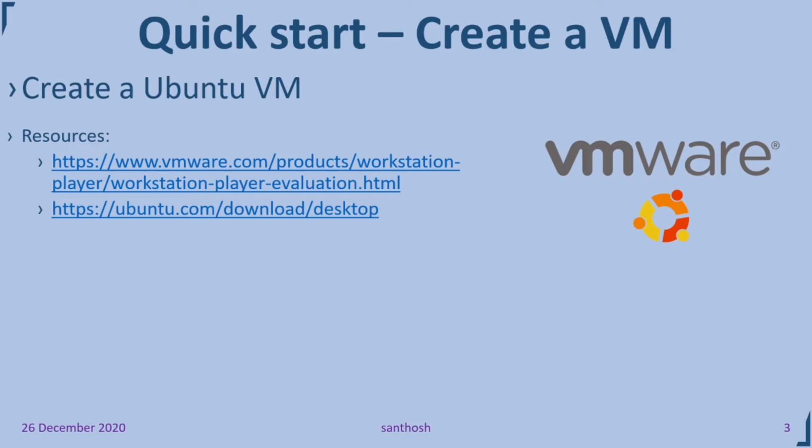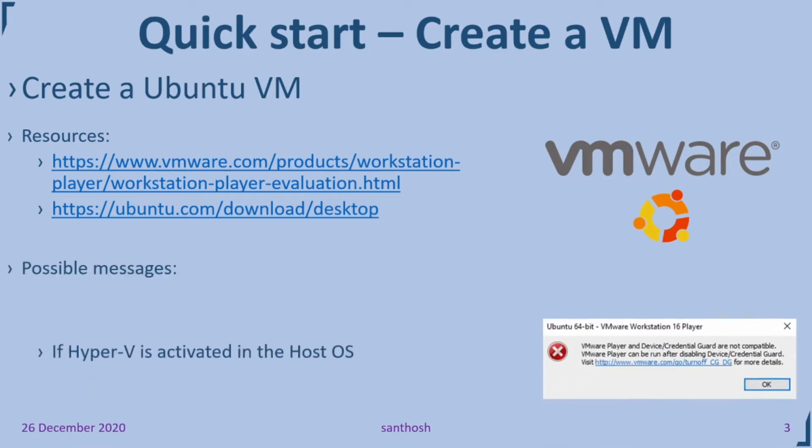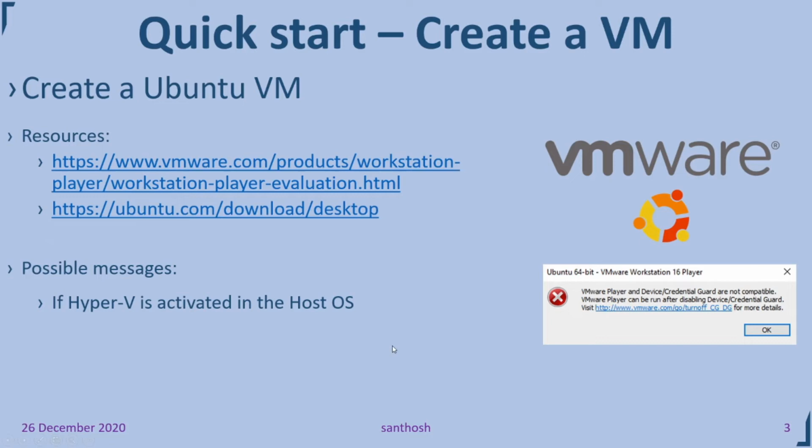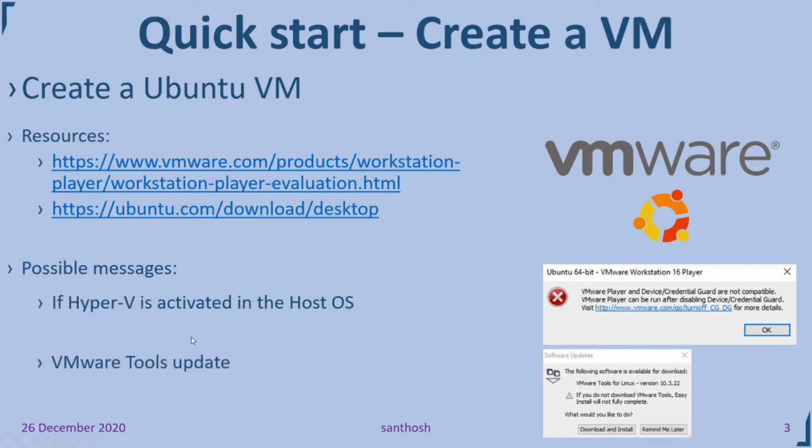While creating a virtual machine, you might face the following messages. If your Hyper-V is activated on the host OS, then you might see a similar message. To get rid of this, you need to deactivate the Hyper-V feature in the host OS and restart your VMware Player. You might also find a message asking for an update of the tools, VMware Tools. It is always recommended to install the latest version of VMware Tools.